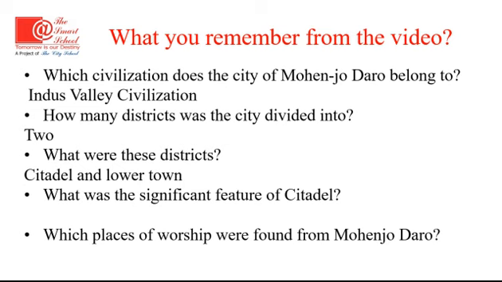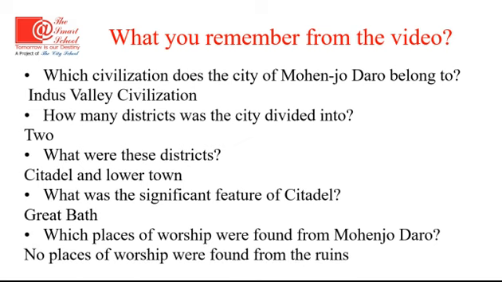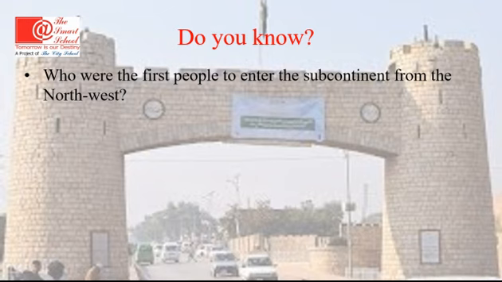Citadel and Lower Town. What was the significant feature of Citadel? Great Bath. Which places of worship were found from Mohenjo-daro? There were no places of worship which were found from the ruins. Now, do you know who were the first people to enter the subcontinent from northwest?